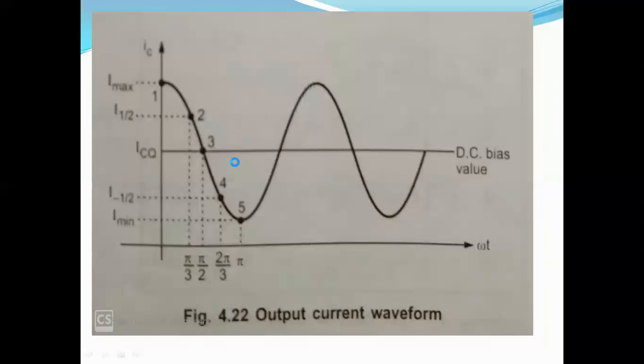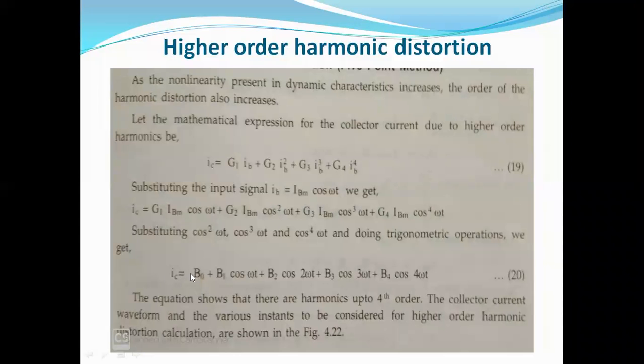That means if you consider ICQ value, ICQ is the quiescent current when we are applying some DC voltage. So we have this current in the circuit, that's why we are considering this quiescent current also. So this equation becomes IC is equal to ICQ plus B0 plus B1 cos omega t plus B2 cos 2 omega t plus B3 cos 3 omega t plus B4 cos 4 omega t, where ICQ plus B0 is the DC component, and B1, B2, B3 and B4 are the amplitudes of these.